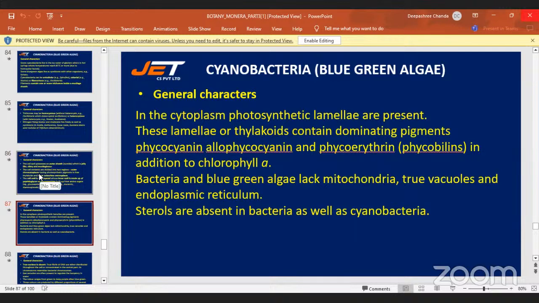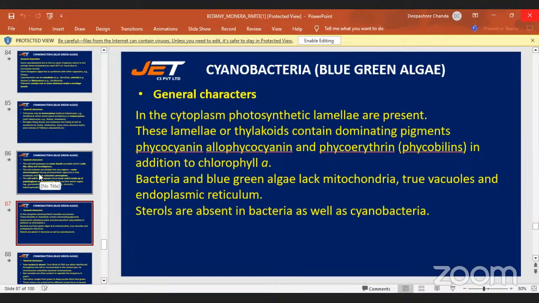Cyanobacteria in the cytoplasm has photosynthetic lamellae present, and these lamellae, the thylakoids, contain dominating pigments like phycocyanin, allophycocyanin, and phycoerythrin, in addition to the chlorophyll A structures, right? I told you that cyanobacteria can perform oxygenic photosynthesis. To perform oxygenic photosynthesis they need structures. Apart from chlorophylls, what are those accessory pigments? Phycocyanin, allophycocyanin, phycoerythrin, which are also the phycobilins.